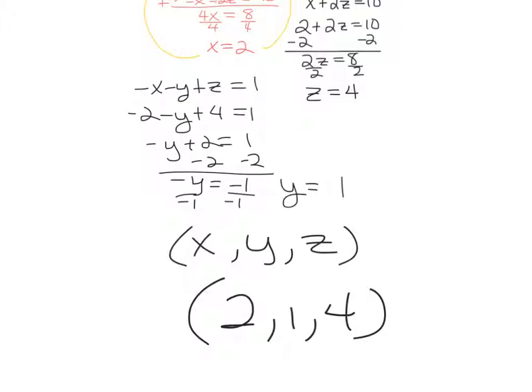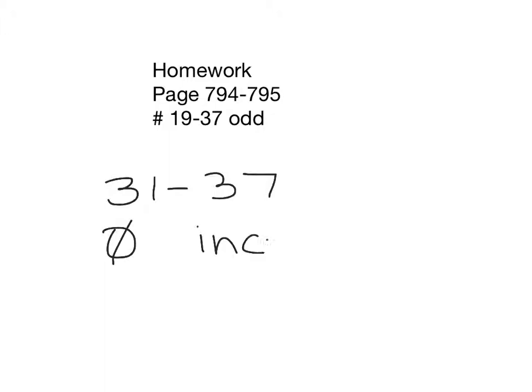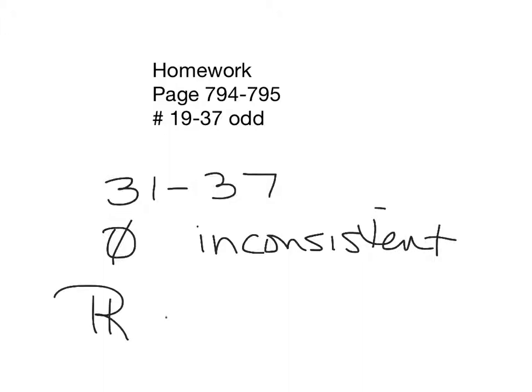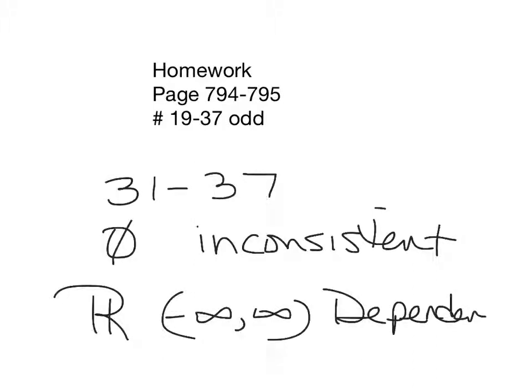Now in the homework, let me just show you something from the textbook. So here is the homework, 794, 795, which I just showed you, 19 through 37 odd. So again, for 31 through 37, you're only saying if it's no solution and inconsistent, or all real numbers, so like this, and dependent for those questions. Don't worry about the y arbitrary. You don't have to list that.